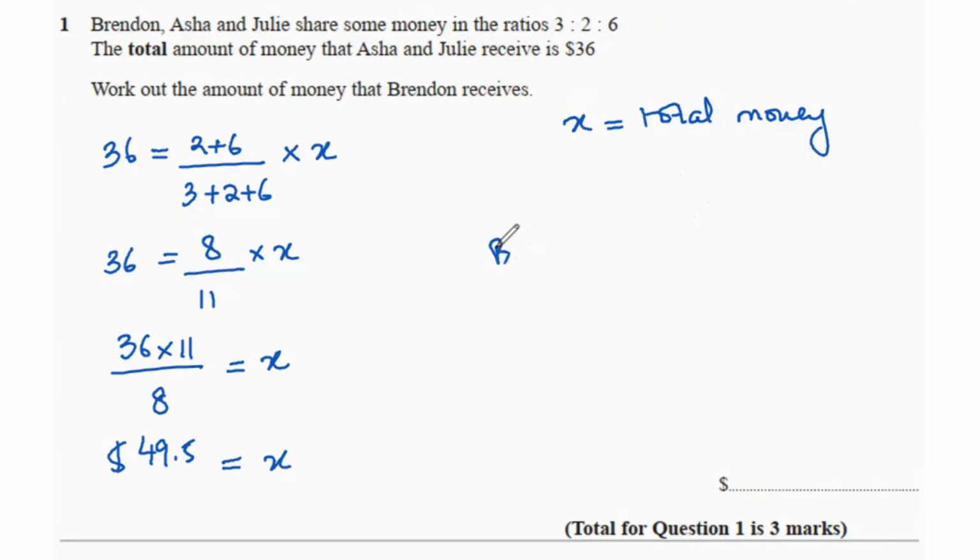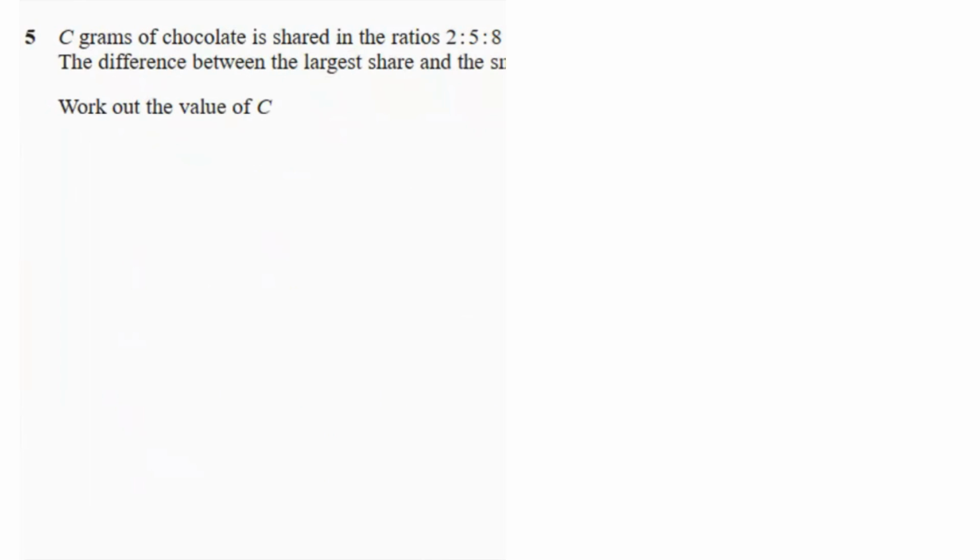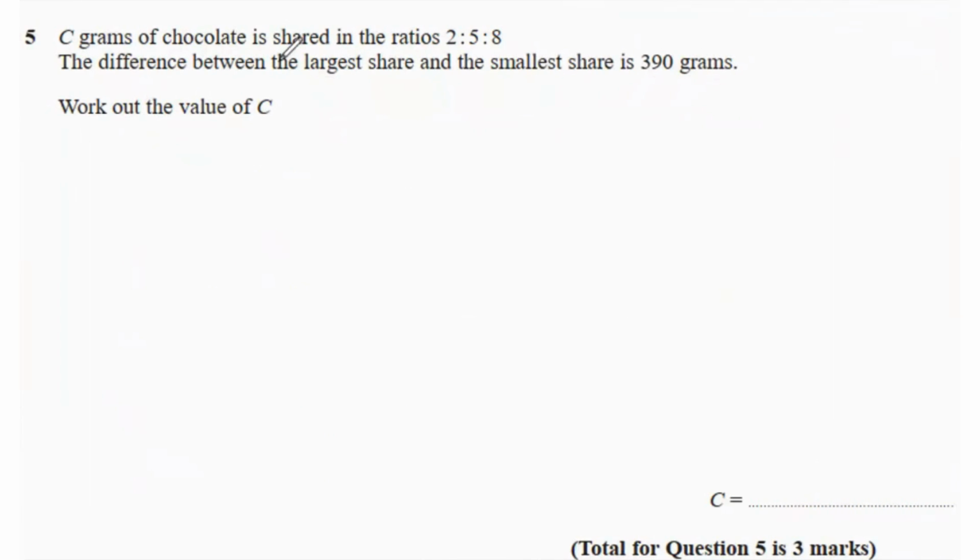So Brendan's share is going to be 49.5 minus 36, which is equal to $13.5. That's your answer.